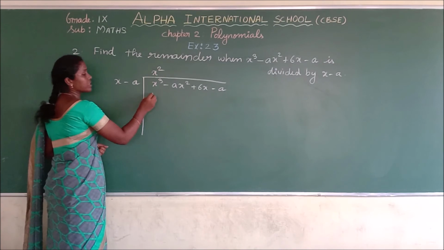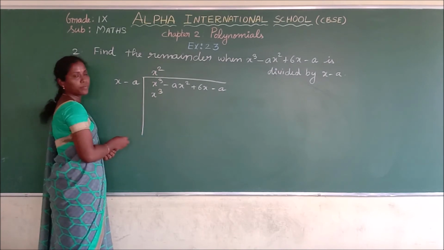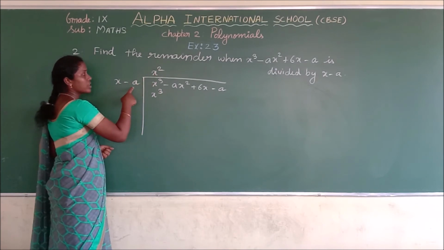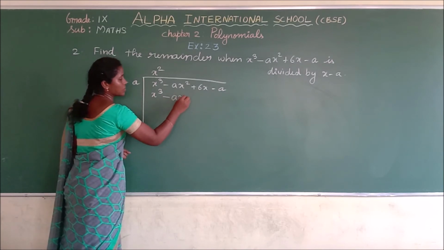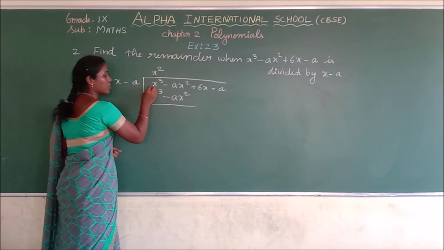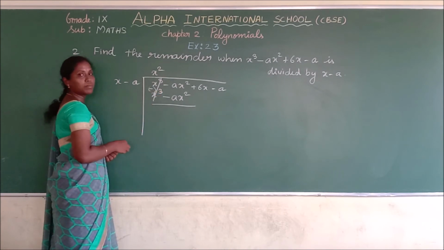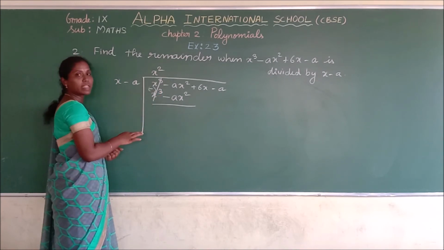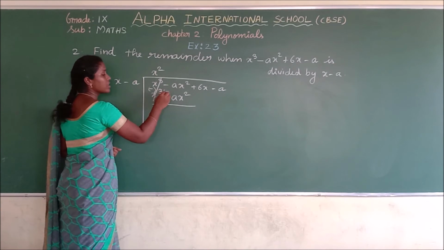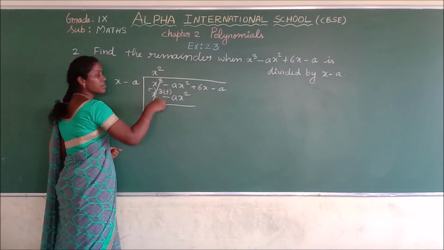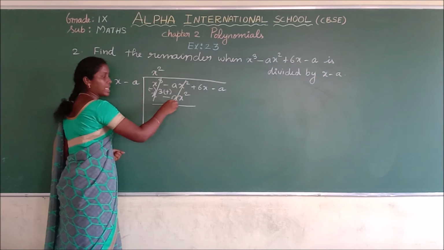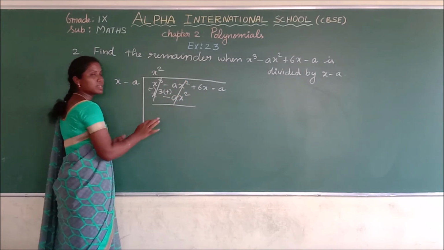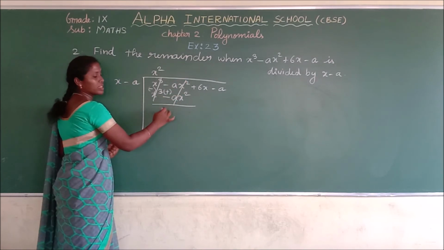So x square into x, we are getting the term x cube. x square into minus a, we are getting minus ax square. We have to subtract the terms. The first terms are the same, so they will get cancelled. What about the second term? If you are subtracting, it will become plus. So minus a plus a, again it will get cancelled. So the first two terms get cancelled, so here it is 0.